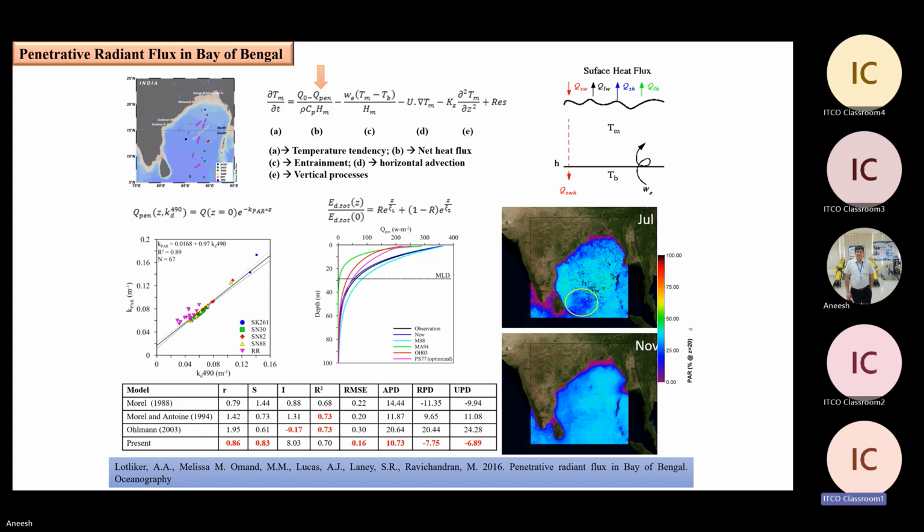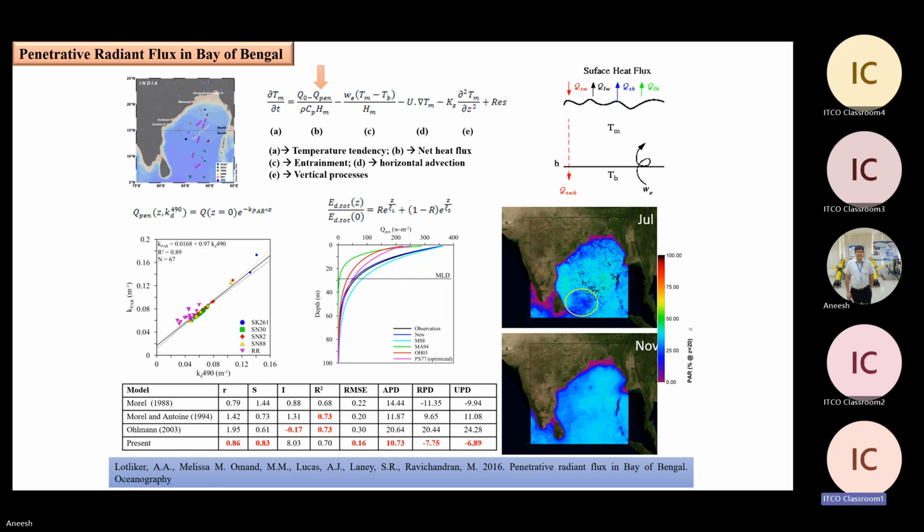When the in situ experiment was done, what was found is that almost 30% of the light goes below the mixed layer, because in the Bay of Bengal, the mixed layer is very shallow. In the north, it may be like 15 to 20 meters. As you come south, it may be like 30, 35 meters, not more than that, because of the rivers bringing fresh water from the Ganges.